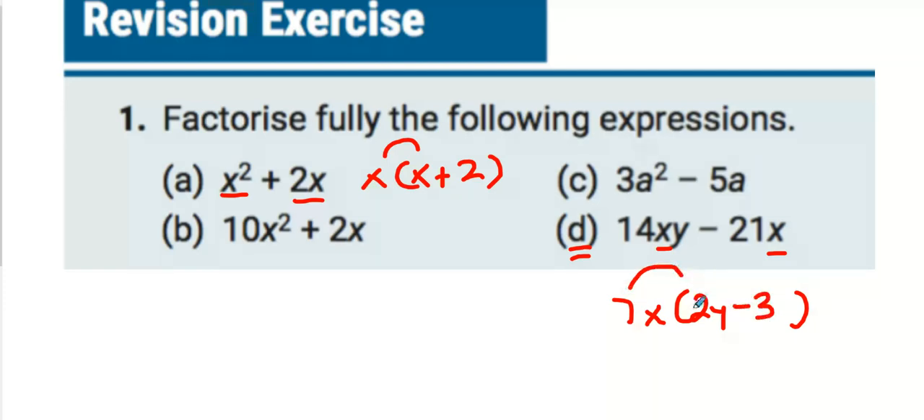7 times 2? x times y? 7 times 3? 21. Is that okay? So when you multiply it back out, it turns back into the original. Okay, excellent work, all right?